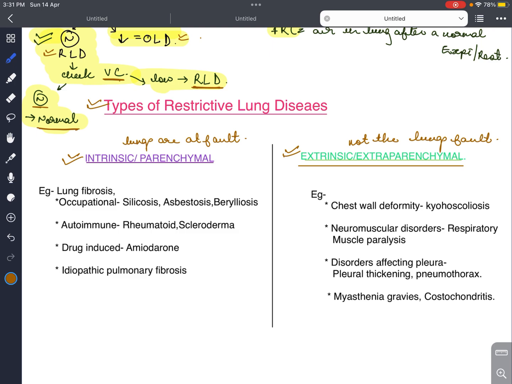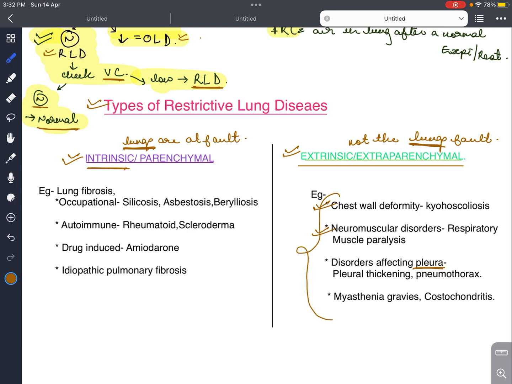That means the problem in intrinsic lung disease is in our lungs. But in extrinsic lung diseases, the problem is not in the lungs. The problem is somewhere else, maybe in the chest wall, maybe in the neuromuscular system, maybe in the neuronal system, maybe any other disorder which affects the pleura. It can be any other conditions, but the pathology is not in the lungs. The lungs are not involved, but due to these conditions, our lungs are getting compromised. And in intrinsic lung disease, the problem is in the lungs.